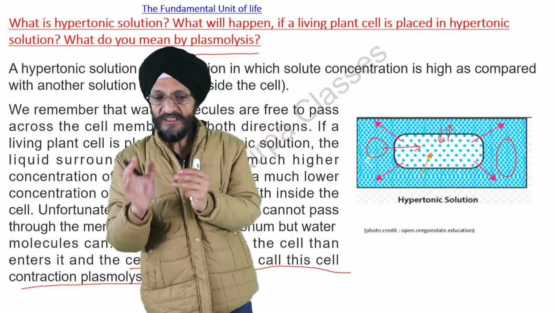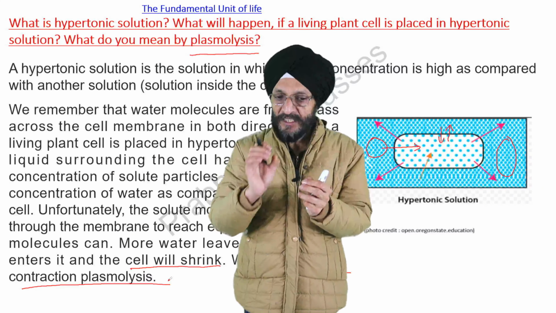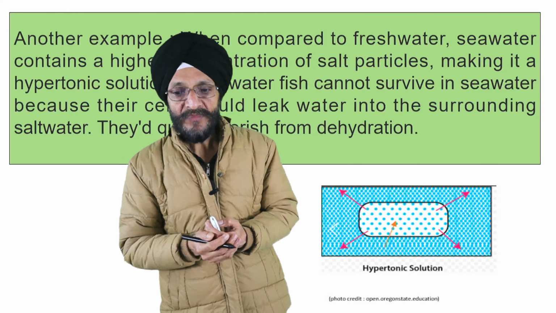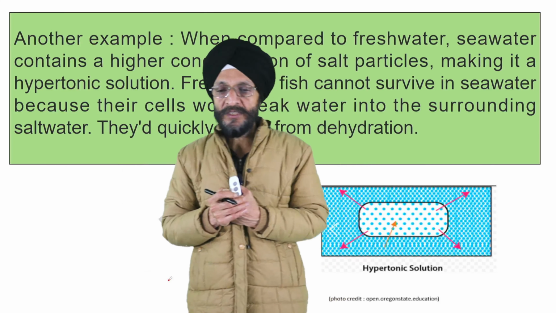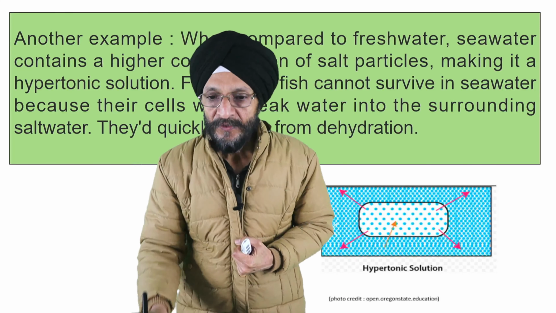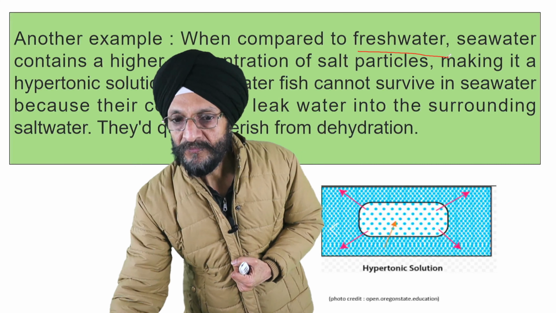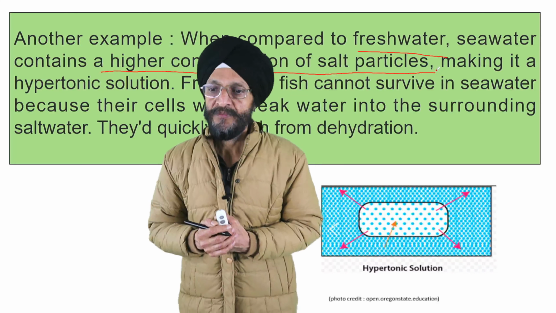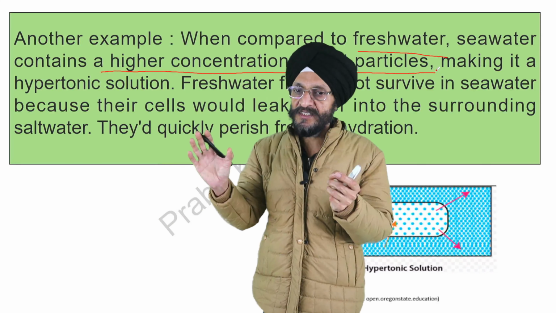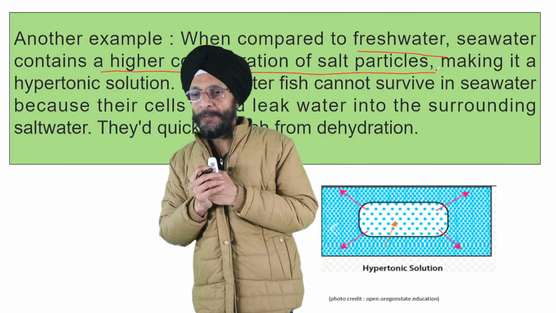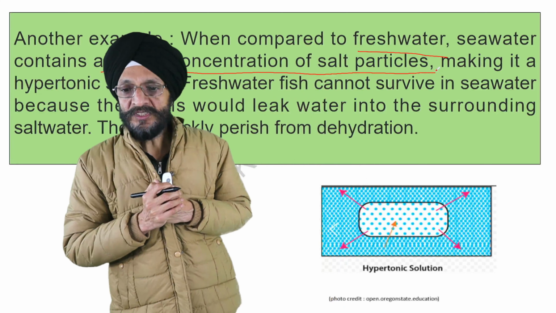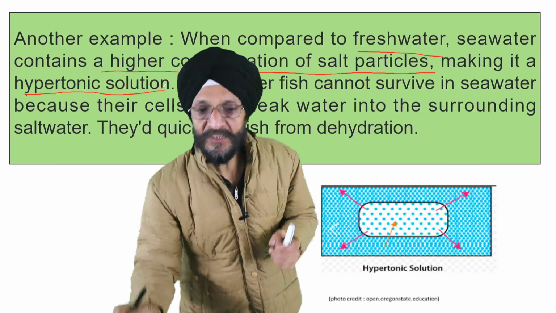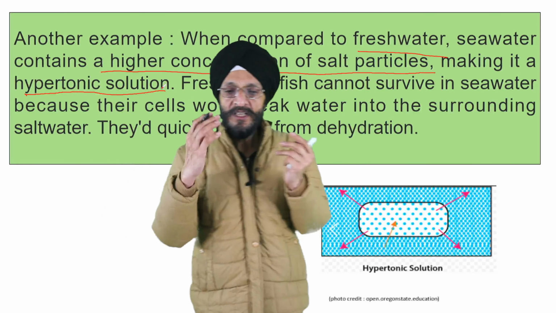What is this situation called? This situation of cell contraction is known as plasmolysis. Now we take another example of hypertonic solutions. When compared to fresh water, sea water contains a higher concentration of salt particles. All of us know that sea water has much more salt particles. So the sea water is a hypertonic solution in which concentration of solute is on the higher side.